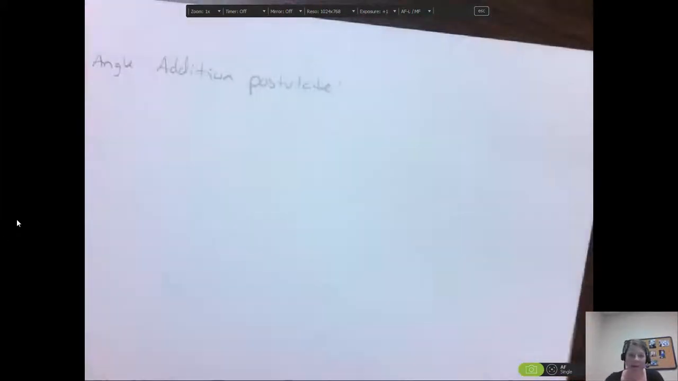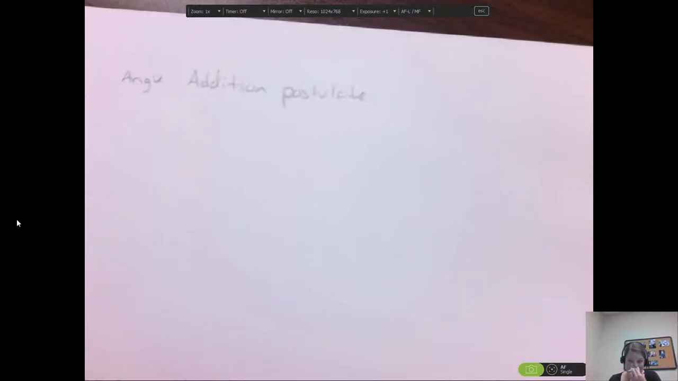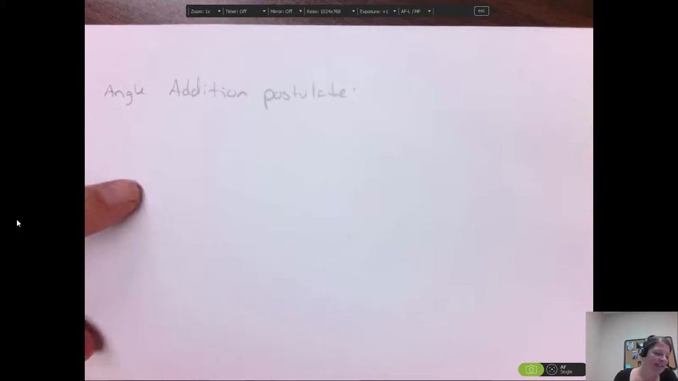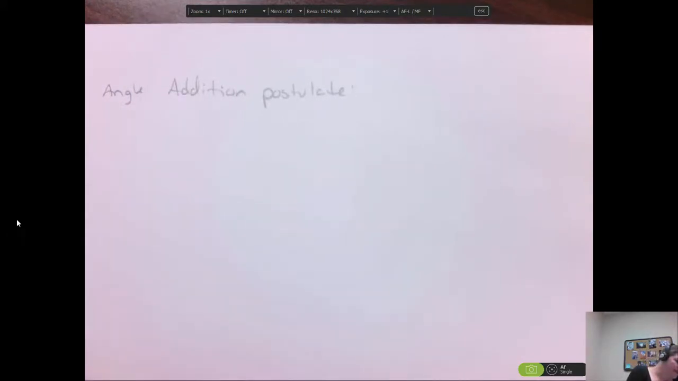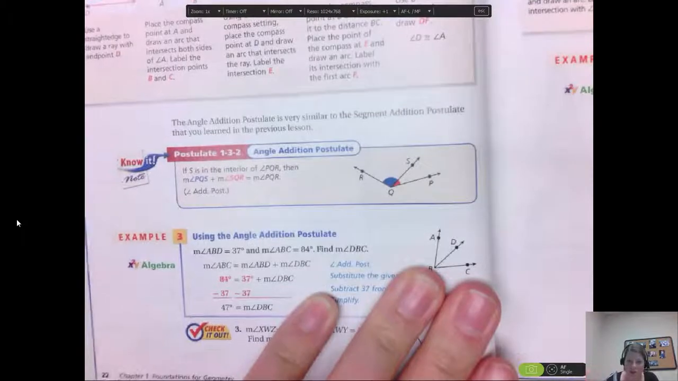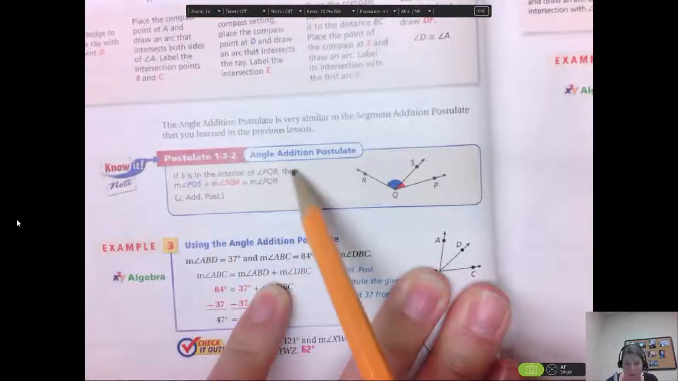So this is really similar to the postulate last week that we had over the segment addition. This one says that if you have a full angle, then the two pieces of it will add up to the outside one. Instead of drawing it, I'm going to show you what they show you in the book here. So, angle addition. This is the postulate. This is the rule that it tells you.